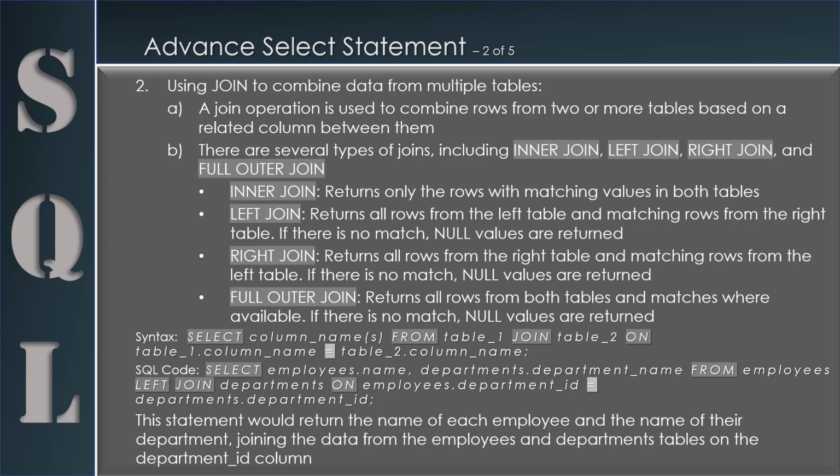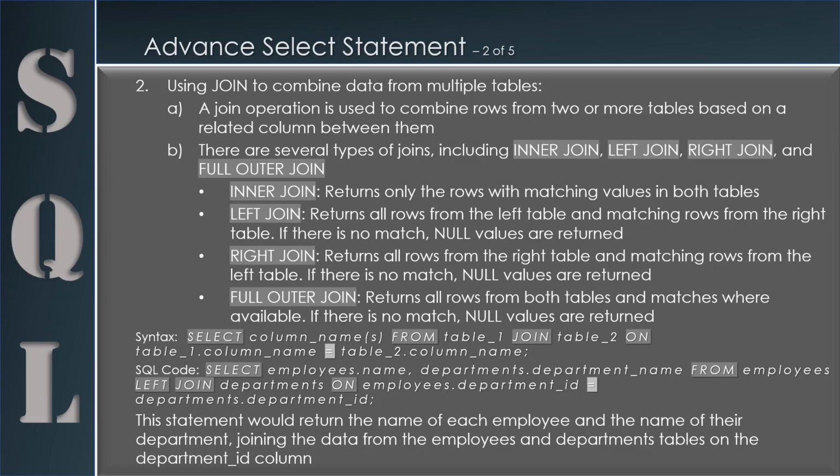Now we are going to talk about joins. So how can we join multiple tables? A join operation is used to combine rows from two or more tables based on a related column between them. There are several types of joins, including inner join, left join, right join, and full outer join. Inner join returns only the rows with matching values in both tables, whereas left join returns all rows from the left table and matching rows from the right table. If there is no match, null values are returned.